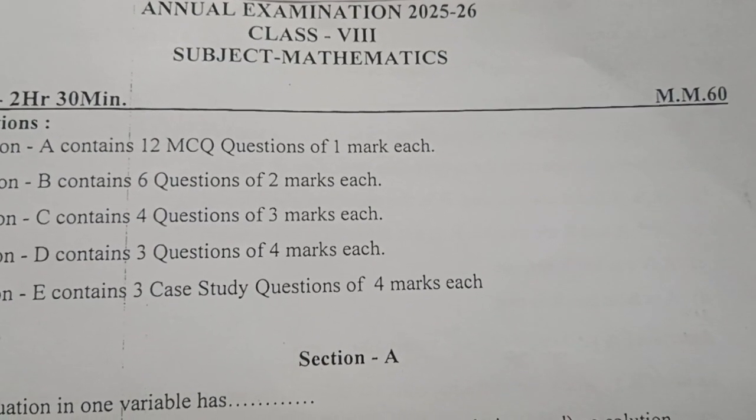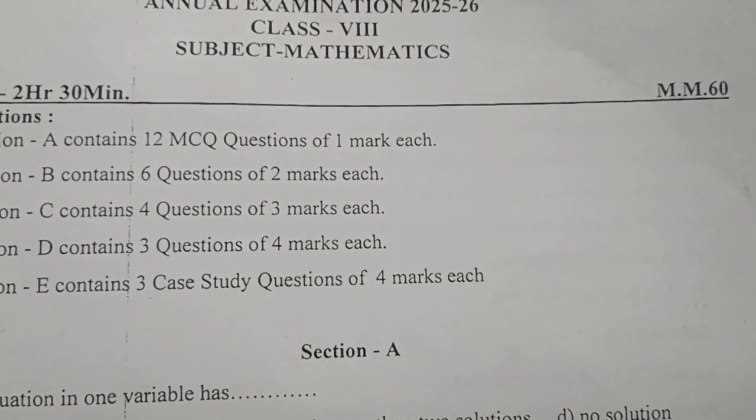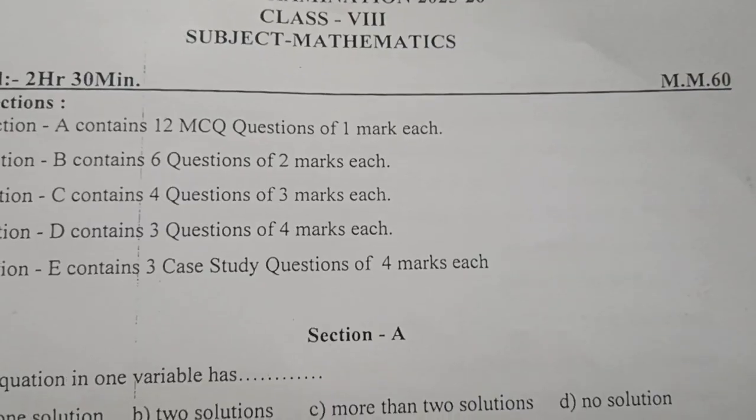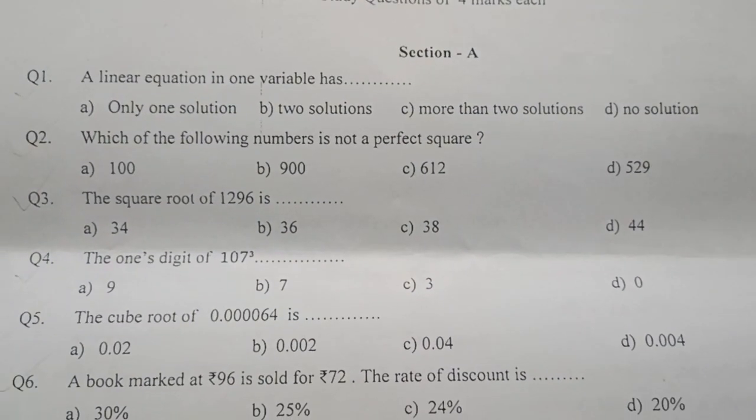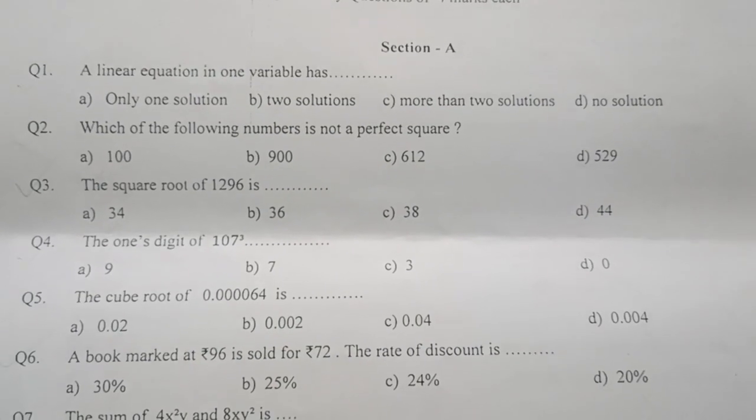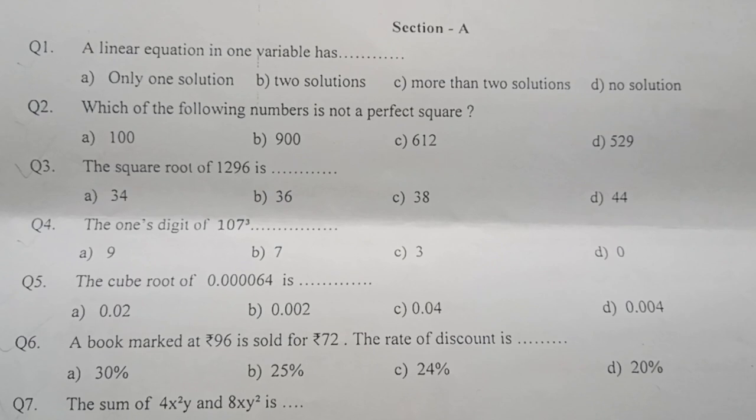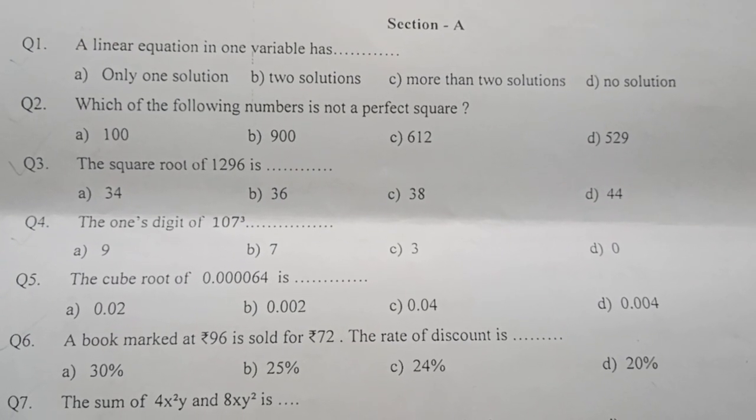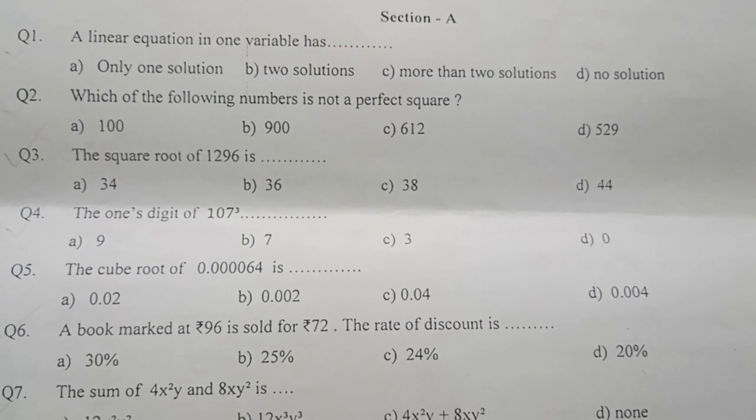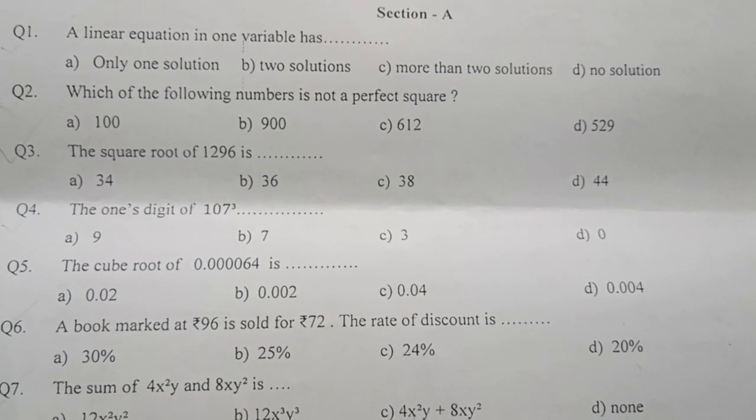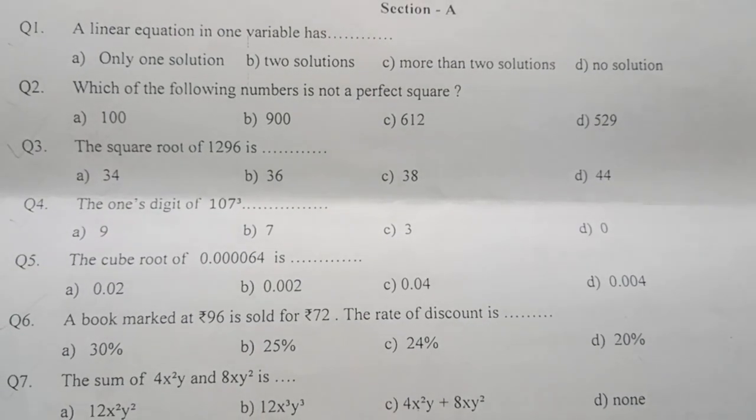Please listen to the questions till the end, because this is going to help you a lot in preparing for your maths test. So let us start reading it. We are going to start with section A, which is multiple choice 1 markers. So first question is, a linear equation in one variable has only one solution, two solutions, more than two solutions, or no solution. Second one, which of the following numbers is not a perfect square? So you have been given 4 numbers, you have to tell which is not a perfect square.